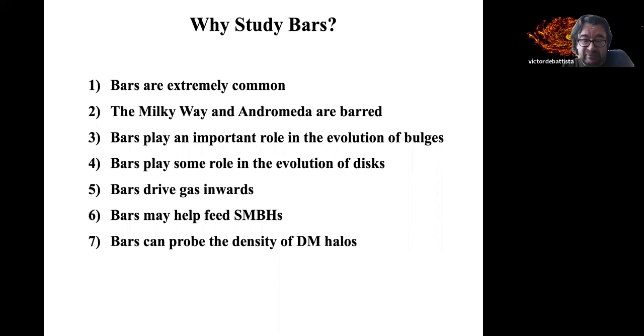And also on point seven, I'm only mentioning it here. This actually goes back to my PhD thesis: that bars can help us probe the density of dark matter halos by breaking a symmetry. Basically, galaxies are no longer axisymmetric once they have a bar. And so that allows you to try to measure the mass of the disks better. But I'll mostly focus here on point three, and in particular within the context of the Milky Way being a barred galaxy.